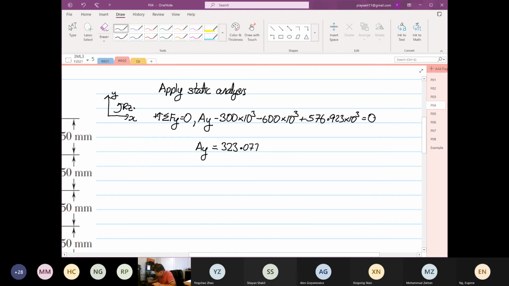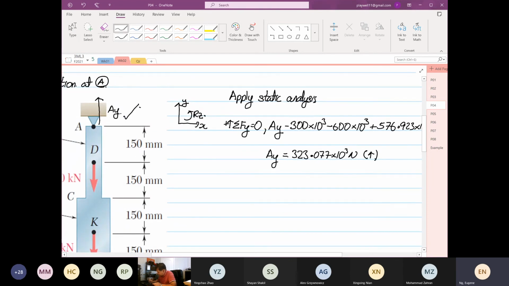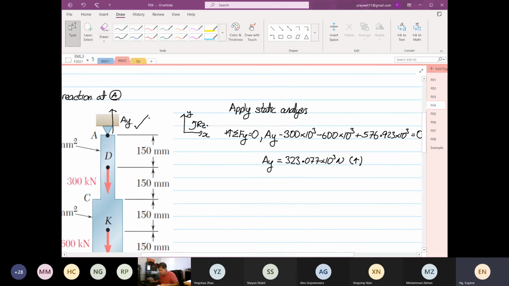323.077 times 10 to the power 3 Newton, and it's positive, which is correct. So what we assumed down here is valid. So you can see the procedure is pretty standard. The procedure is straightforward, right? It's the analysis, whether what load applies in what section, that is where it can seem confusing.